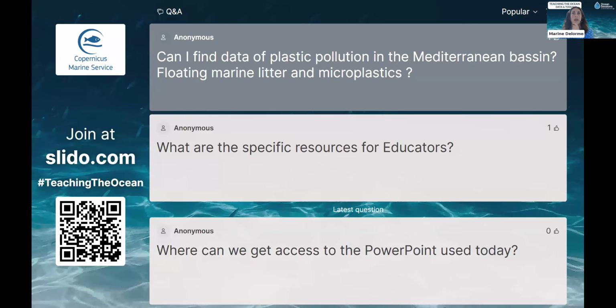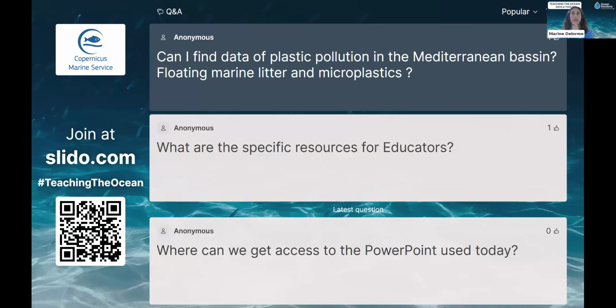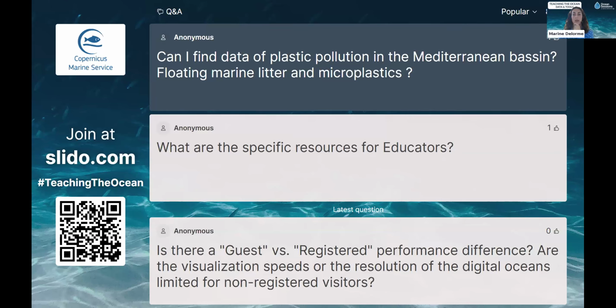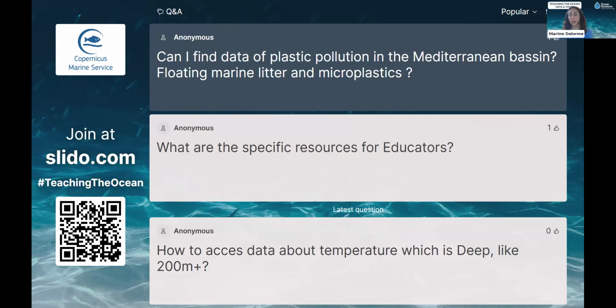Next question is about plastic pollution in the Mediterranean basin. You won't be able to find data on marine litter and microplastic through the Copernicus Marine service. But you will find data about currents, for example, that could be useful in these types of uses. But we don't display data on marine litter, actually.